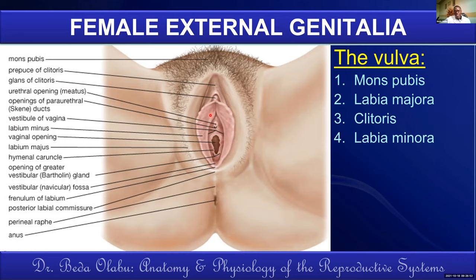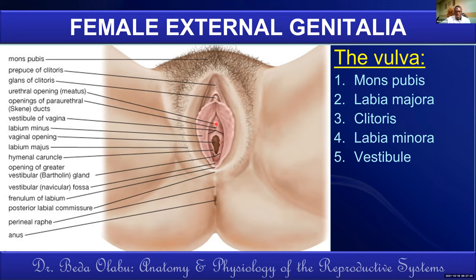So that's labia minora, that's also labia minora. The two labia minora meet posteriorly at that point there that we call the frenulum of the labia. Now, the two labia minora enclose a region here. And the region enclosed by the two labia minora is what we call the vestibule. Into the vestibule are some openings. We have the opening of the urethra. So we call that urethral opening or urethral meatus.